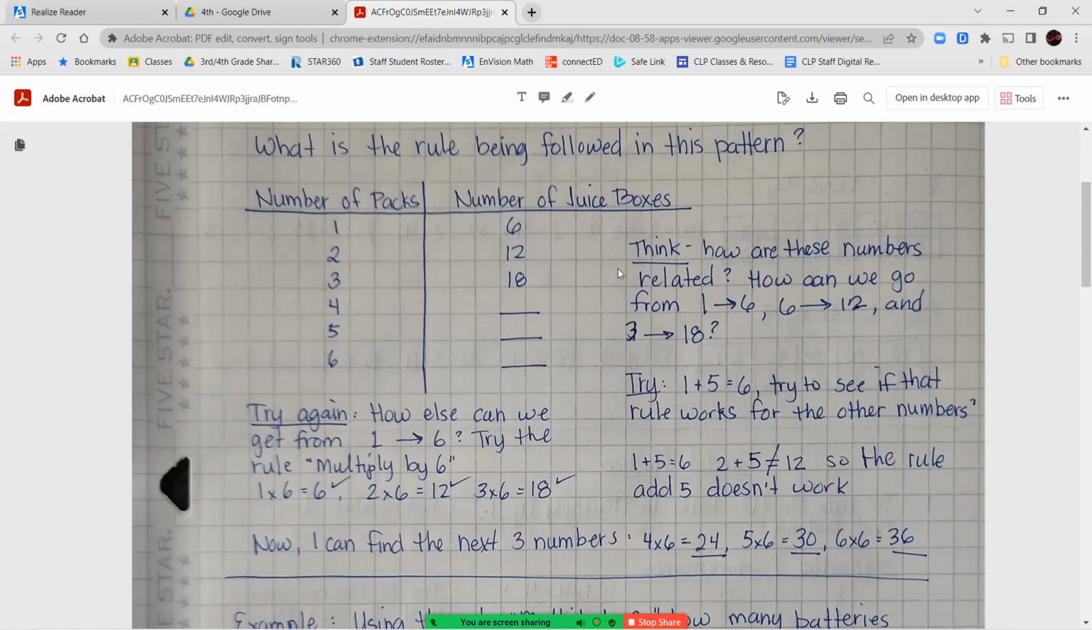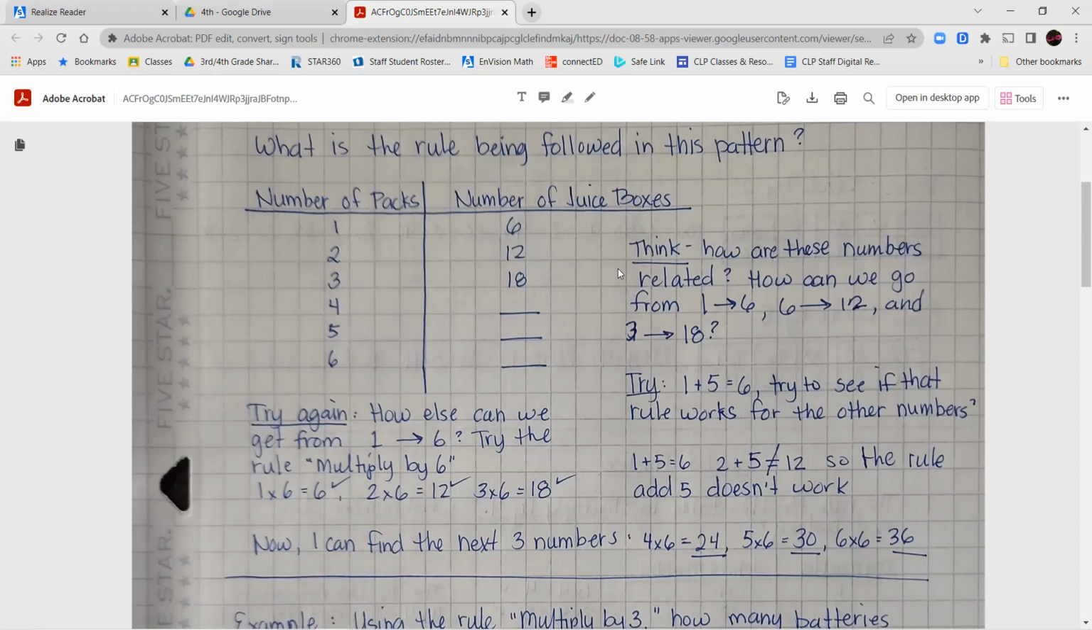So let me start with going from 1 to 6. We'll start with our smallest numbers, and we're going to try out different rules. Now, I know 1 plus 5 can give me 6, so let me see if that rule works for the other numbers. 1 plus 5 equals 6. That one works. Now, 2 plus 5 does not equal 12 because I know in 2 packs there's 12. So that rule, adding 5, doesn't work. So I have to try a different rule.